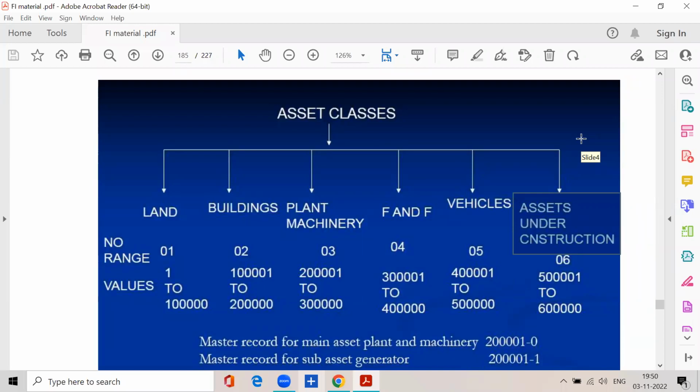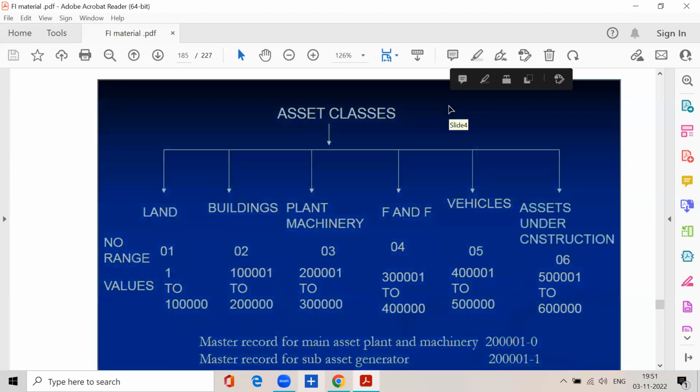Now, in India, in the Companies Act, there is one rule that if the acquisition value of any asset is less than or equal to 5,000 rupees, we can straight away write off the acquisition value as depreciation in the year of purchase. This type of assets are called low value assets, right? So you create another asset class, low value assets. Like that, we can create any number of asset classes.